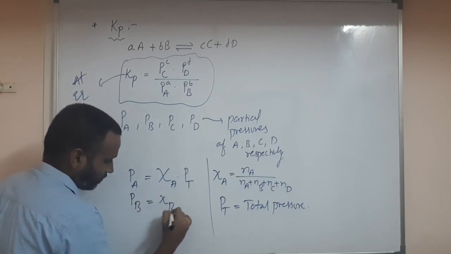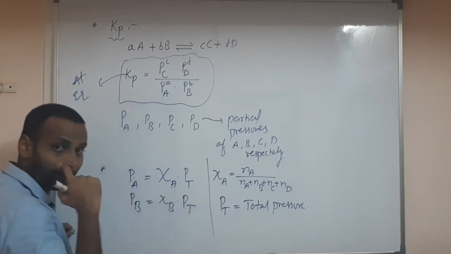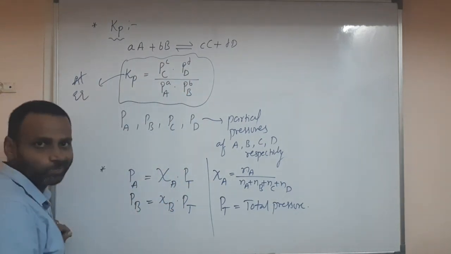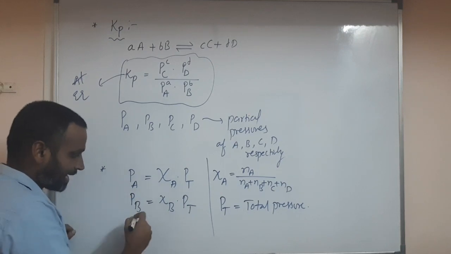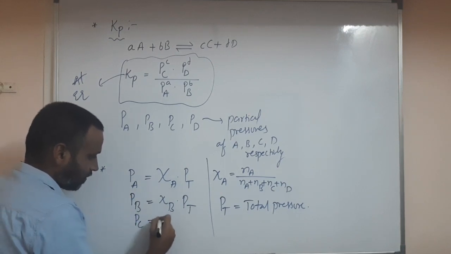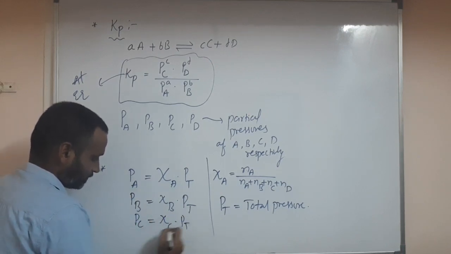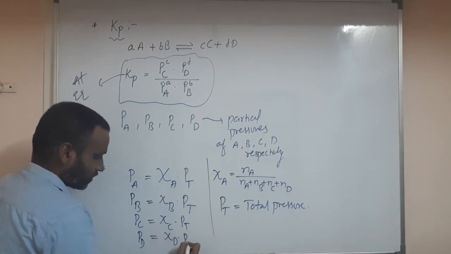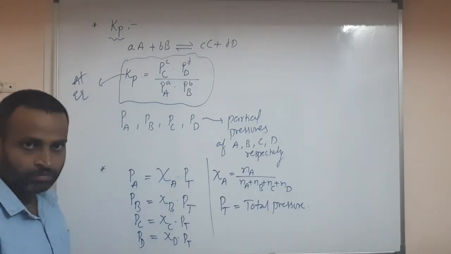And what is PB? Mole fraction of B times P total. So these are all partial pressures at equilibrium. Similarly, PC is mole fraction of C times P total, PD is mole fraction of D times P total. Like this you can write.